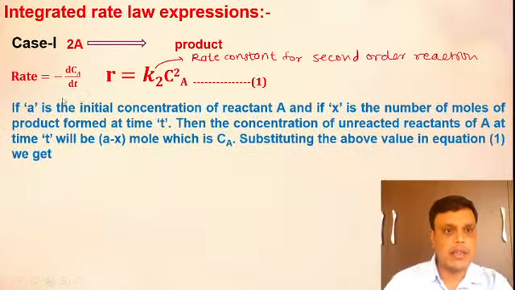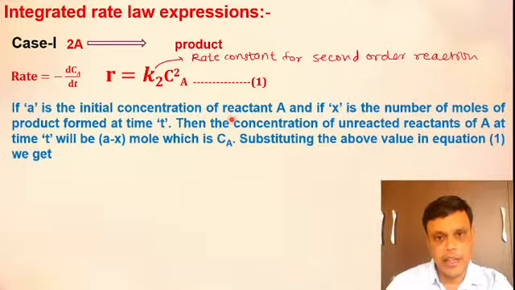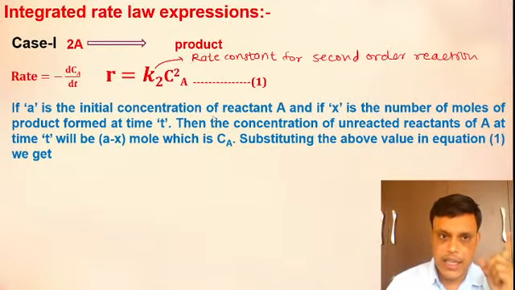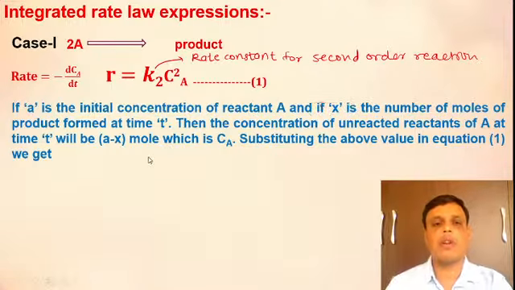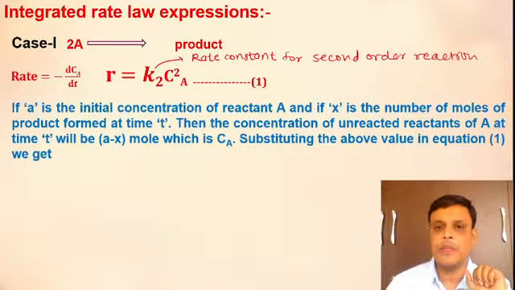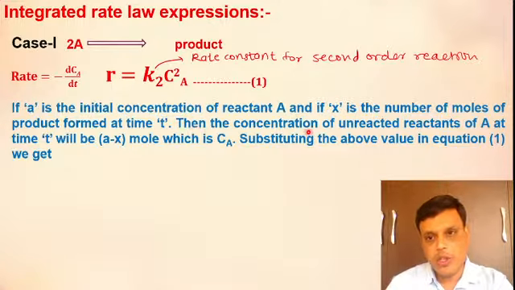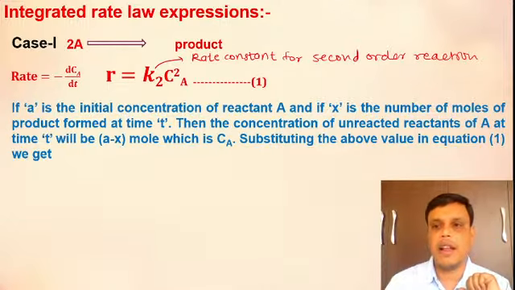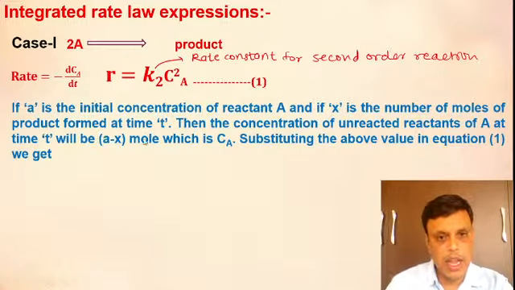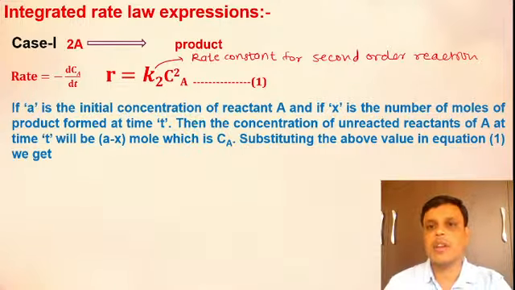Now let us consider that A is the initial concentration of reactant A, and if X is the number of moles of the product formed at a time T, then we will find the concentration of unreacted reactant A. How will you find it? At a time T, it will be A minus X mole, which is evidently CA. So A minus X is nothing but the concentration of A which remains unreacted.